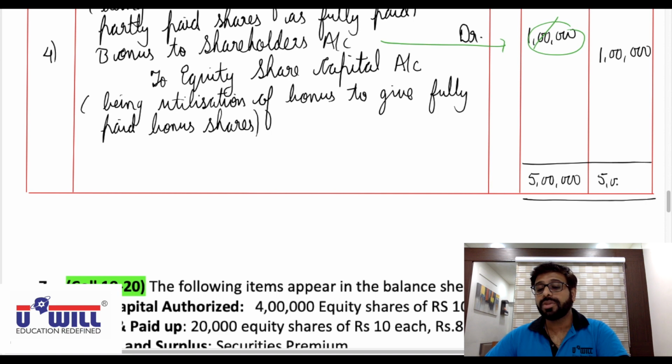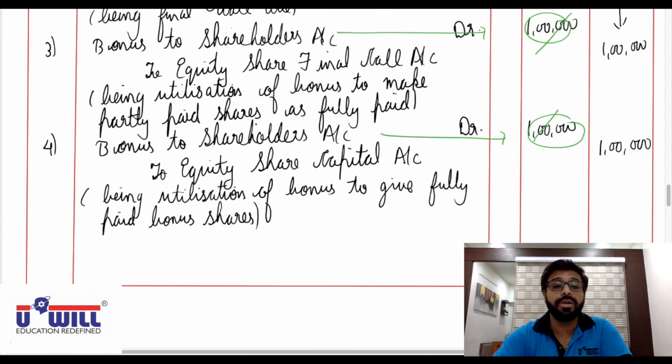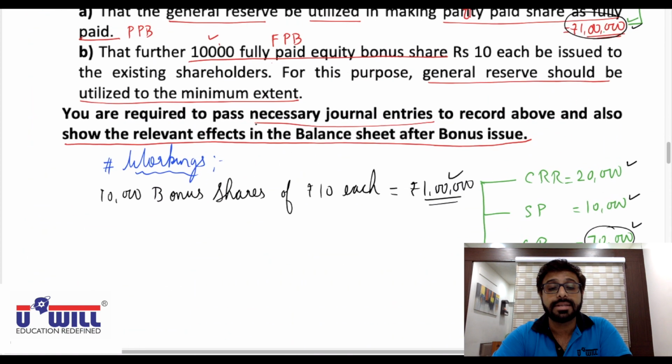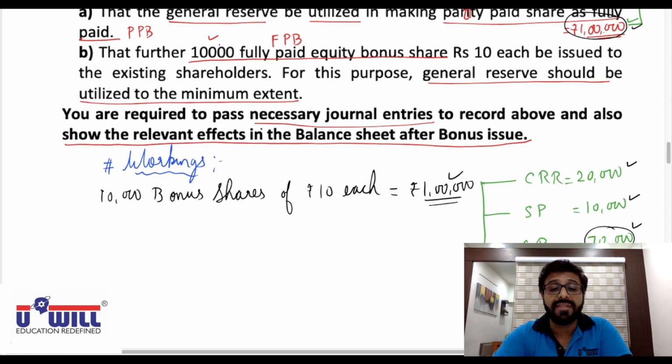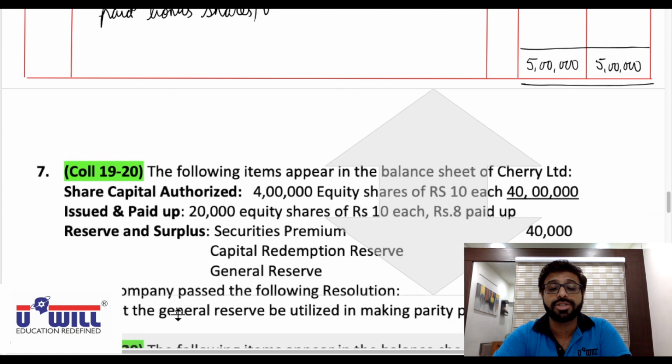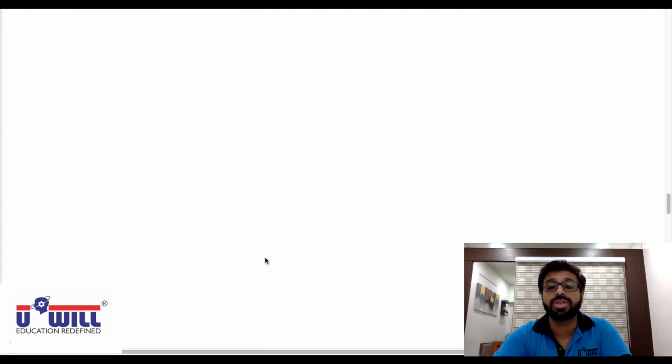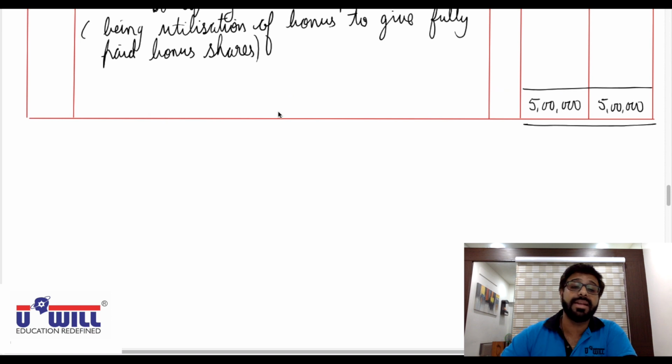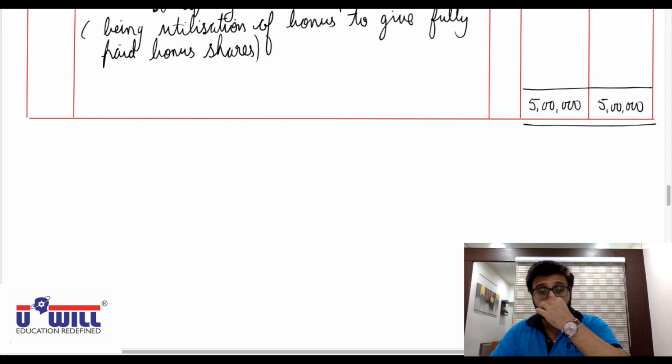Now you are asked to make a balance sheet. Okay, all of you can see here you are asked to also show the relevant effects in the balance sheet after bonus issue. So what we shall do is, first we'll make a blank format of balance sheet. Below that we'll show the notes of bonus shares, and then the solution would get over.